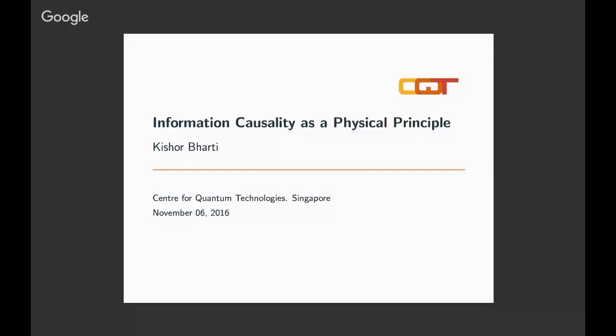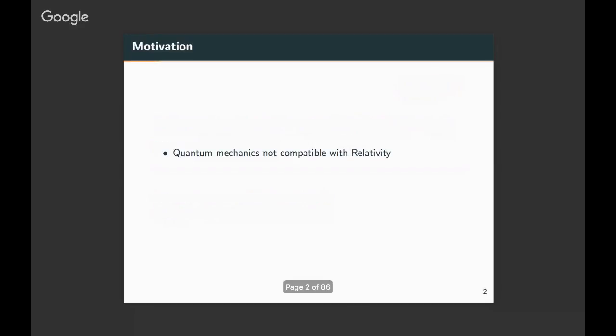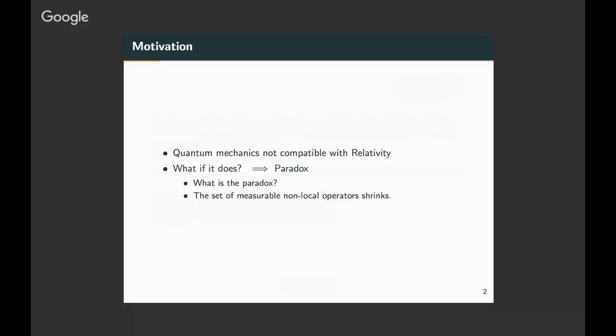Okay. So we know that quantum mechanics is not compatible with relativity, and I had talked about this in one of the earlier handouts. What if it does? It leads to a paradox. And what is the paradox? The set of measurable non-local operators basically shrinks. But in the lab, we measure many non-local operators.